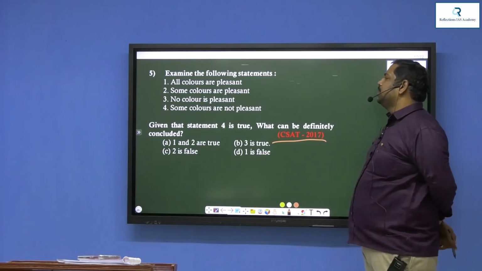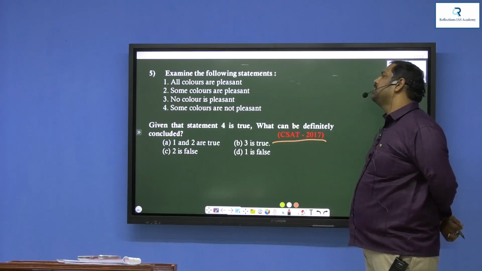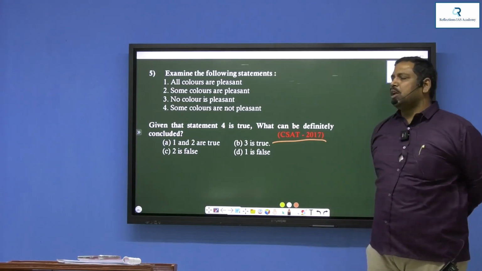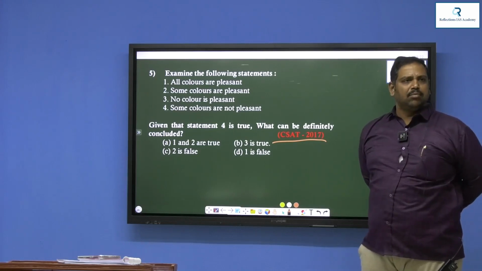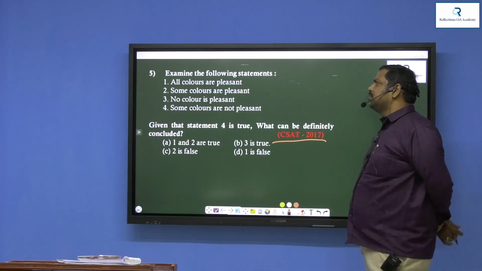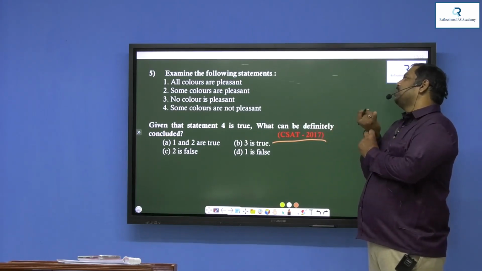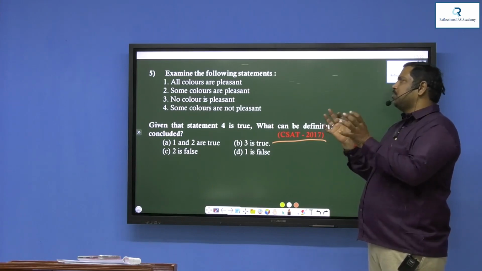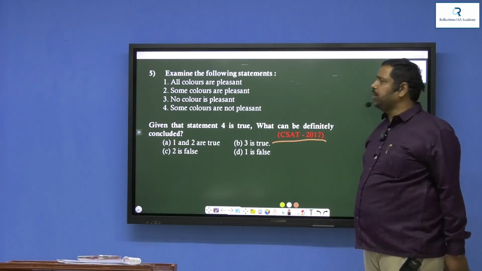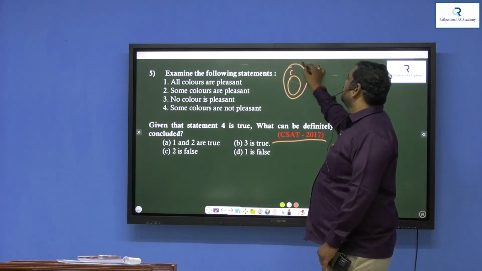All colors are pleasant. Some colors are pleasant. Yeah, this is a different type of question. This type of question we will call logical questions, not syllogism. But we can relate it to syllogism also, that's why it is given here. All colors are pleasant, some colors are pleasant, no color is pleasant. If you observe, all depend on colors and pleasant. So all colors are pleasant, this is the first one.